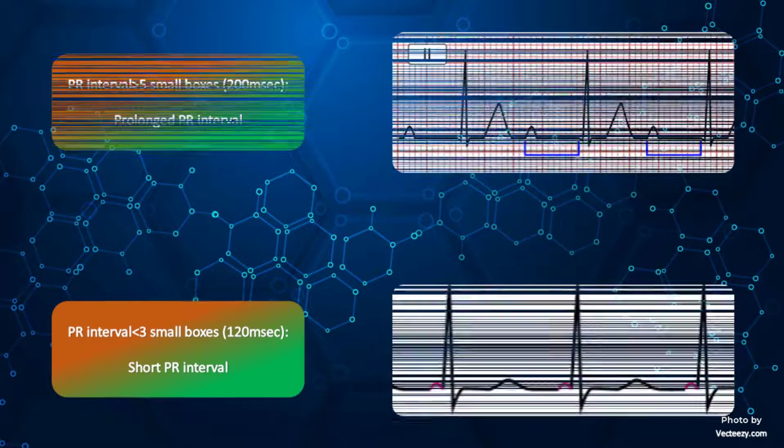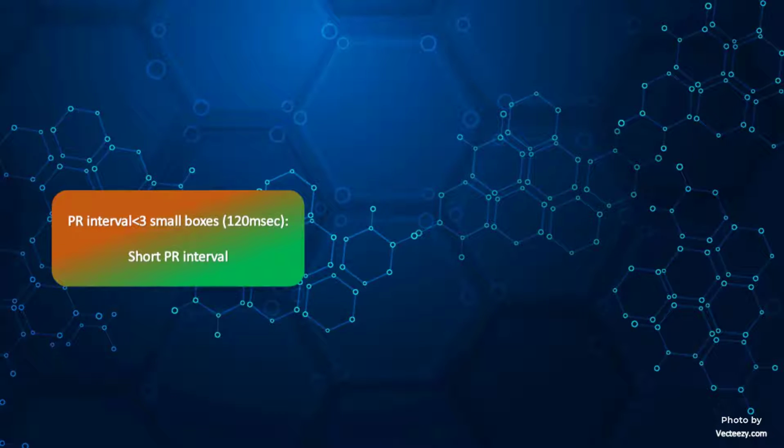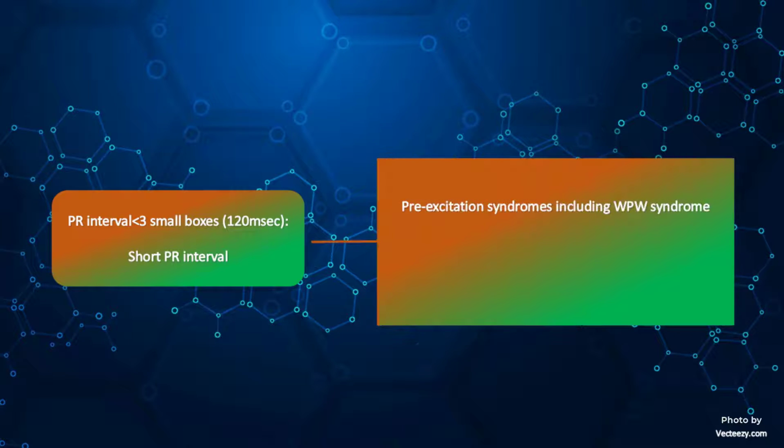There are just 3 differential diagnoses for short PR interval. So, try to memorize them. 1. Pre-excitation syndromes including WPW syndrome. 2. Junctional rhythms. And 3. Enhanced AV nodal conduction, which is a normal variant.